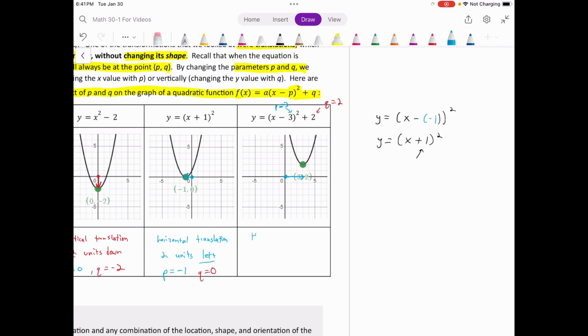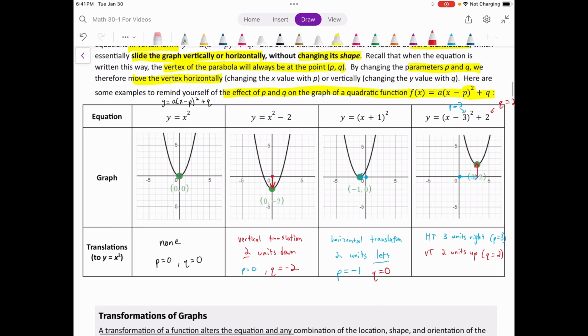So we've got, I'm just going to write HT for horizontal translation. Horizontal translation, 3 units right. Well, that makes sense because our P was positive 3, okay? And a vertical translation, 2 units up. Again, kind of makes sense because Q was positive 2, right? Sure enough, it went from having a y coordinate of 0 to a y coordinate of positive 2 when we compare back to y equals x squared.